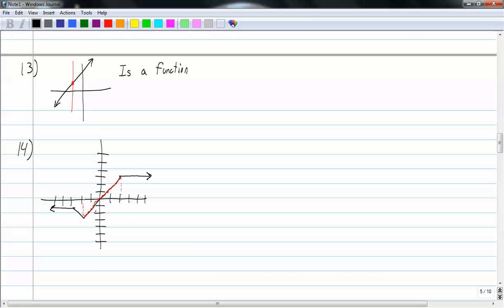Now your smallest x value is -2. Your largest x value is +2. Now this isn't an ordered pair, this is an interval. All right? So -2 to +2, this is increasing. So the answer on number 14 is C.